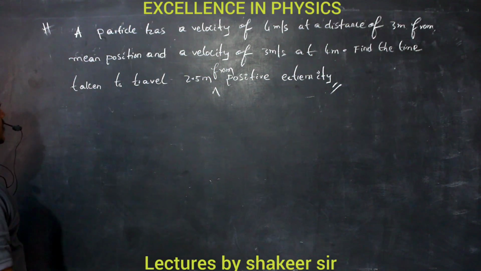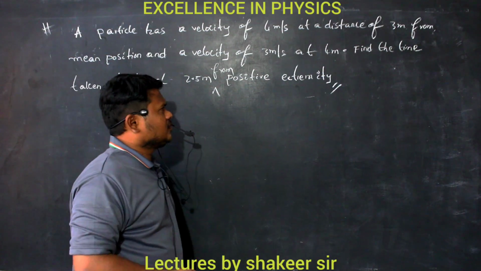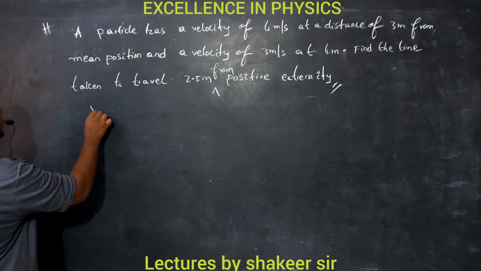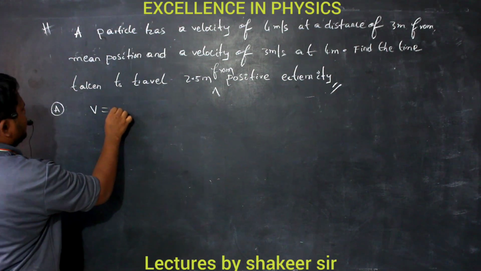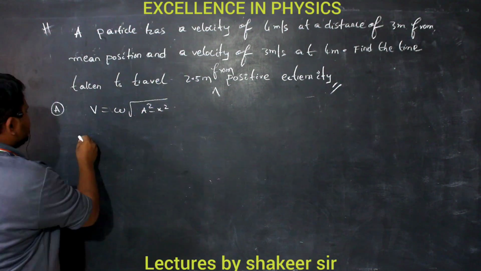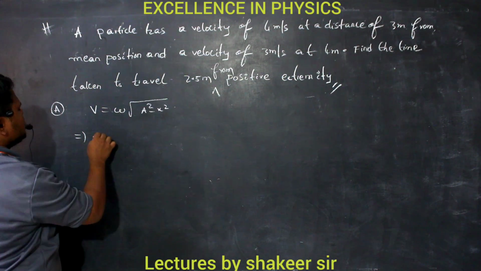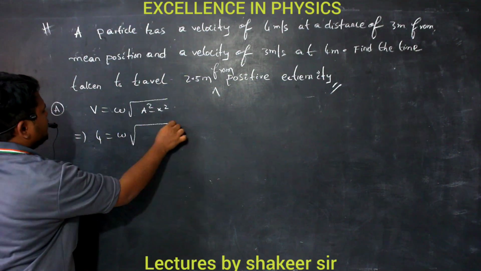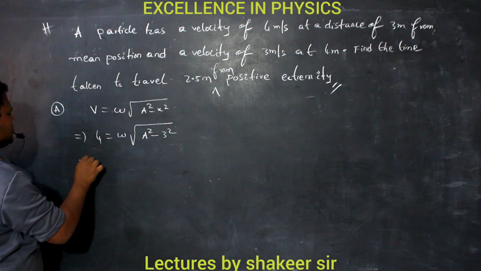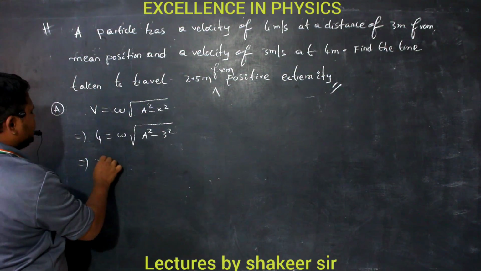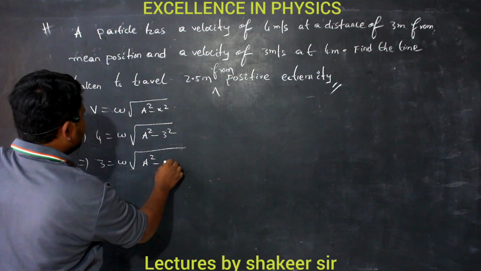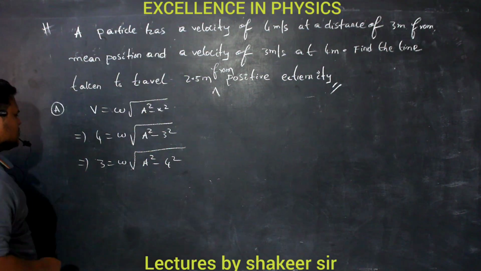Clear? So again, this is a relation between velocity and distance. So again, we have to use the same relation which we have studied previously. So v is equal to omega into square root of a square minus x square. Let us write the first relation. A velocity of 4, angular velocity I don't know, amplitude also I don't know, but displacement is 3, so 3 square. Similarly, the second relation: velocity is 3, angular velocity is omega, square root of a square minus, and now displacement is 4, so 4 square. So this is the relation which we got.